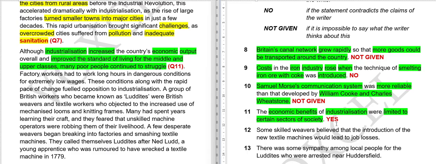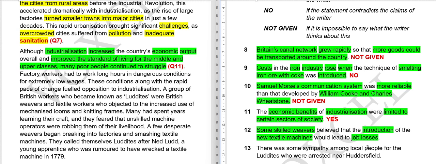Okay, moving forward to the 12th question. Some skilled weavers believed that the introduction of the new textile machines would lead to job losses. So the question keyword: they are saying that some skilled people in this particular industry believed that the introduction of these new textile machines would lead to job losses. So because of the introduction of machines, there would be job losses.